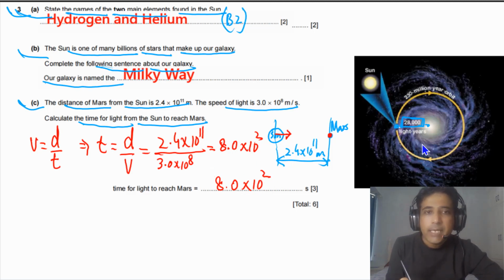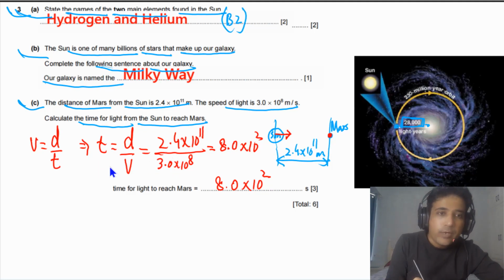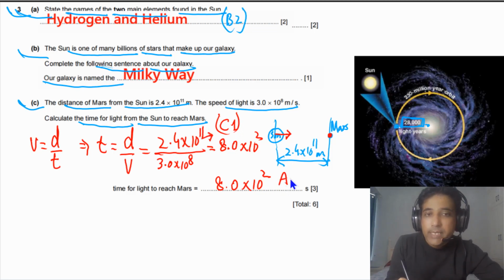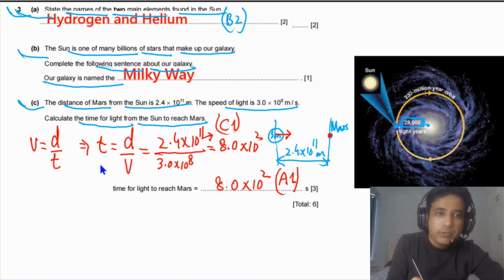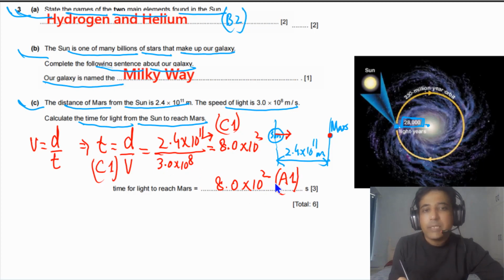And this question has 2 marks. If you have written in this case the formula, you will get 1 C mark. So if you have written this one, you will get 1 C mark. If you have written this step, you will get 1 C mark. And if you have got the right answer, you will get another mark, and that is an A mark. So this has 3 marks. So 1 mark you will get for writing the formula, 1 C mark. 1 C mark if you plug in these values, and the final mark is the answer mark. If you got the right answer, you will get 3 marks for this question.